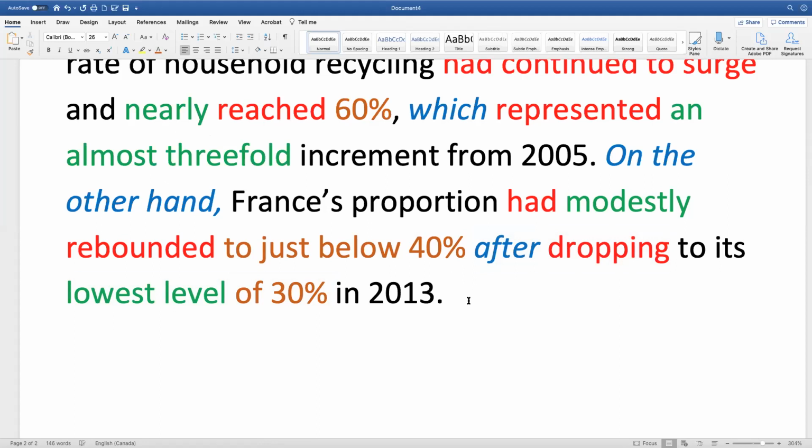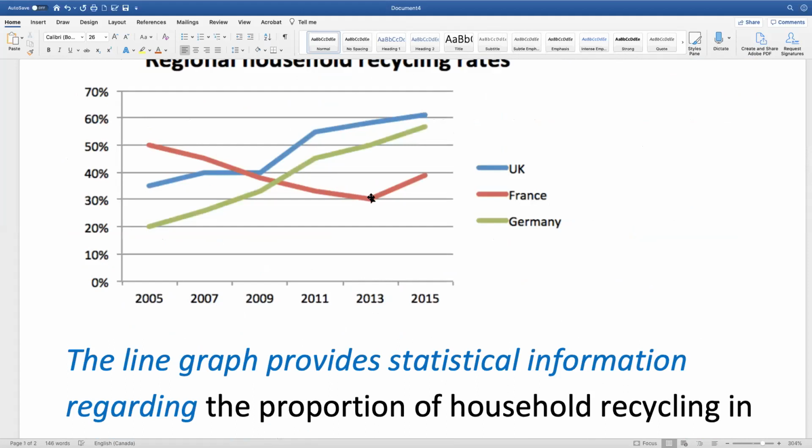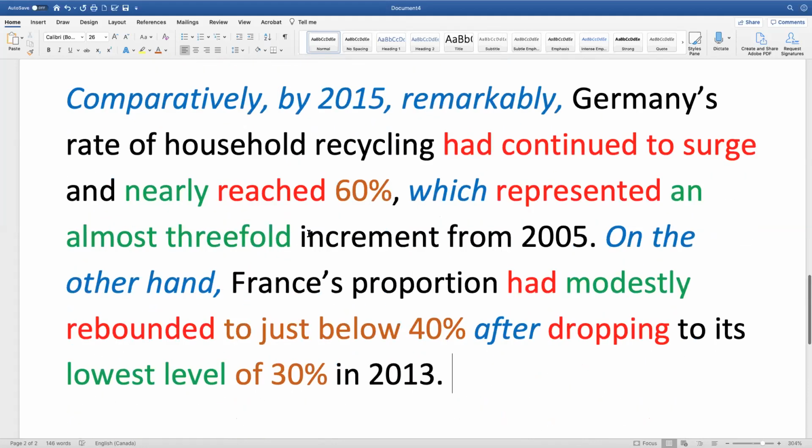Okay, yes. It increases after dropping. So down and then up. That's what rebound means. After dropping, it's increased. So it says, on the other hand, France's proportion rebounded to just below 40% after it had dropped to its lowest level of 30% in 2013. So you see it went down and then up. Okay? Any questions about that one? No, good.